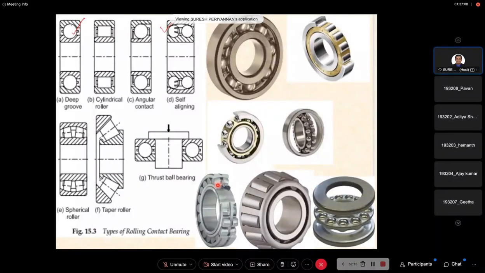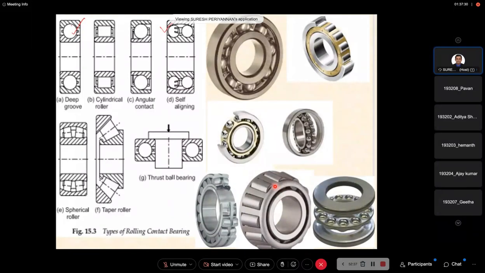The spherical bearing is also a self-aligning bearing. Instead of balls, you use the self-aligning roller bearing. Now I come to the taper roller bearing.